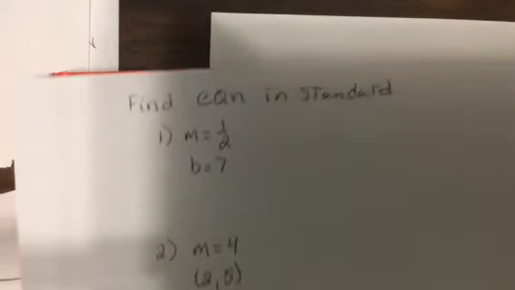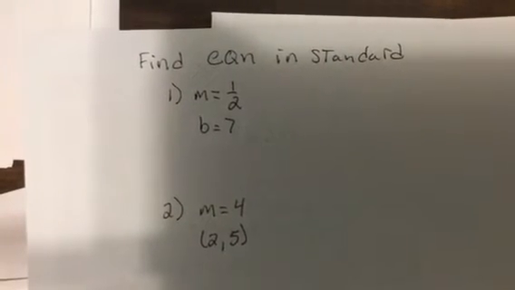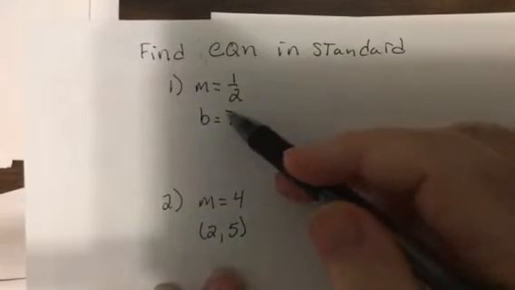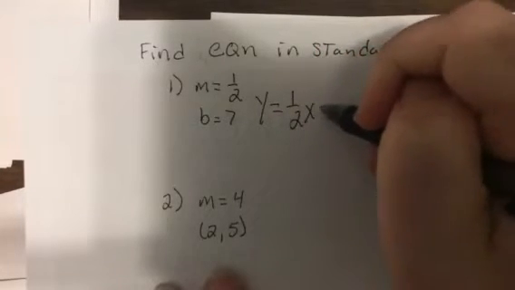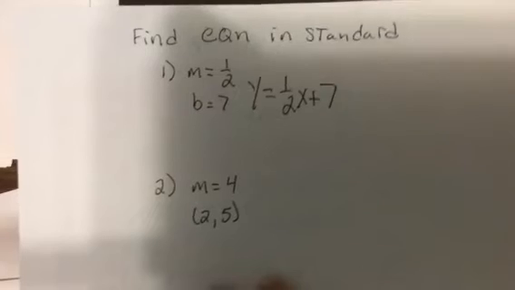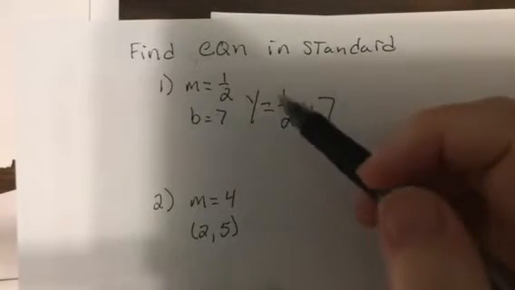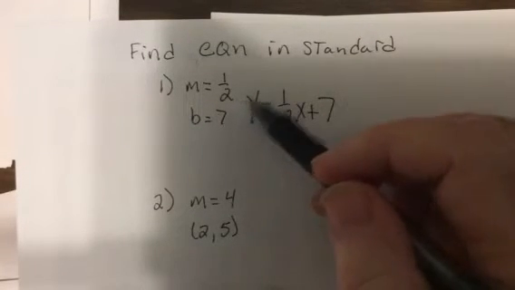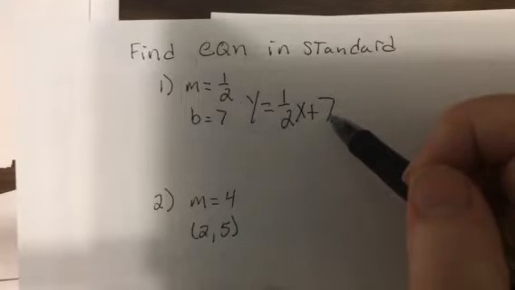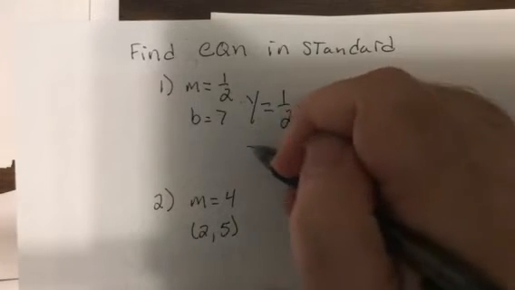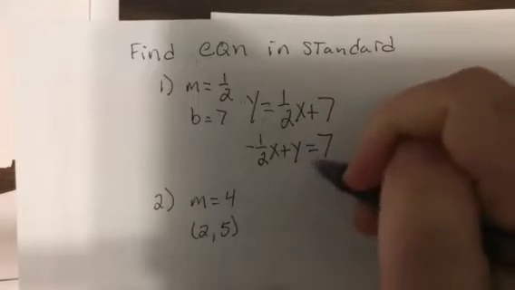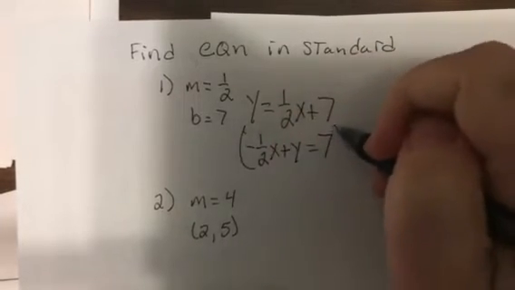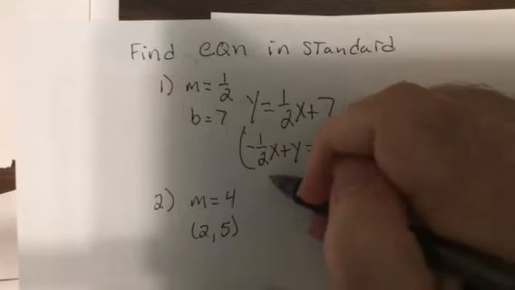Now, what if you want the equation to be in standard form? Well, it starts off exactly the same. I have a slope and an intercept. So it'd be y equals 1/2 x plus 7. Just put it in slope-intercept. But for standard, I need two things: the x and y on the same side and no fractions. So negative 1/2 x plus y equals 7. Multiply everything by 2 to get rid of the fractions.